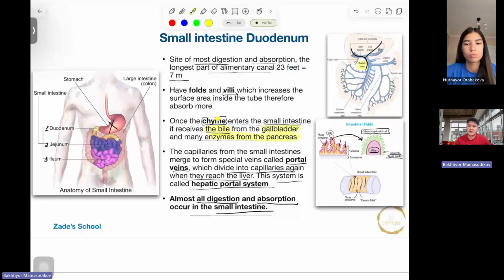Once the chyme enters the small intestine, what's chyme? Chyme is a mixture of gastric content with acid, right? So it's undigested or partially digested food with gastric enzymes and gastric acids. That's called the chyme. Once the chyme enters the small intestine from the stomach, it receives the bile.